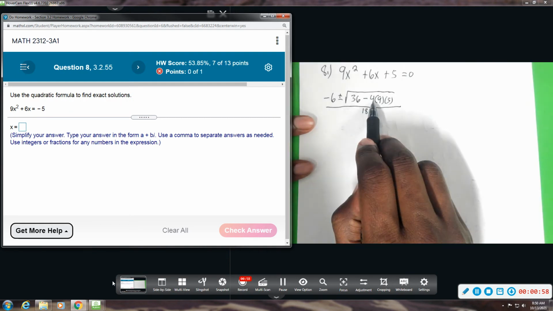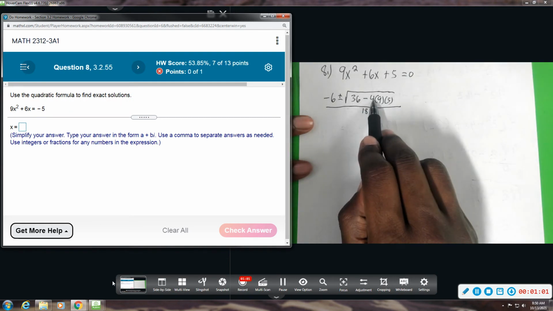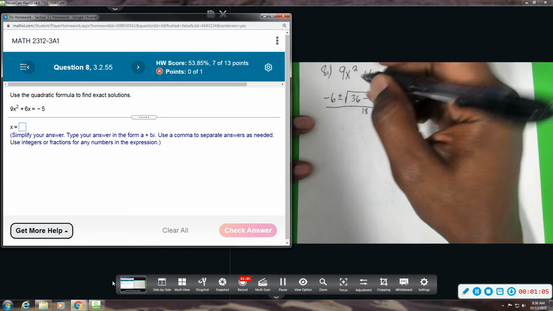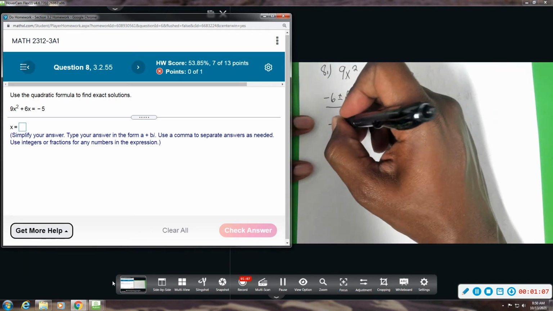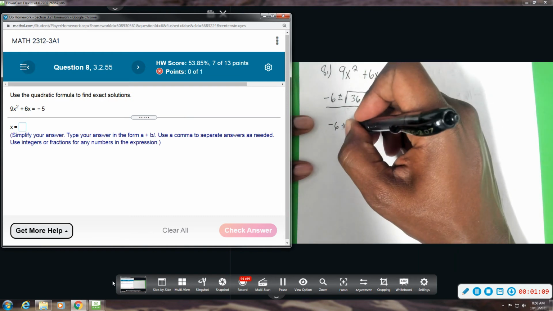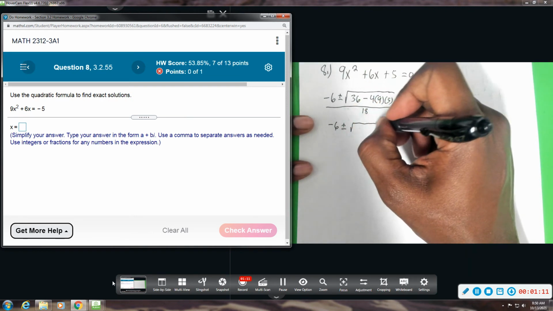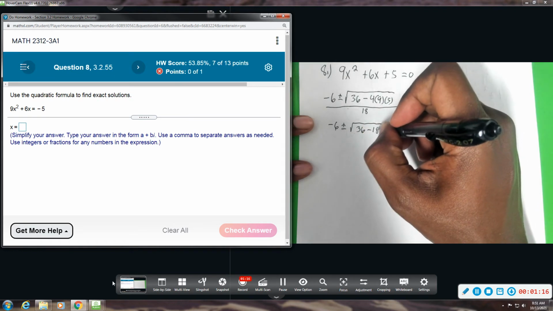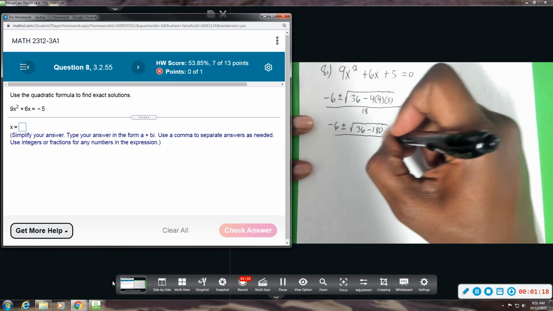And I'm going to simplify under here. 4 and 5 will give me 20, and 20 times 9 is 180. So I'll get negative 6 plus or minus the square root of 36 minus 180, over 18.